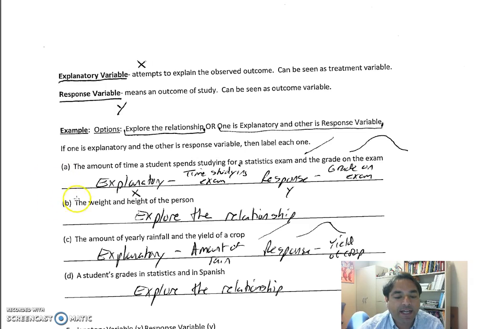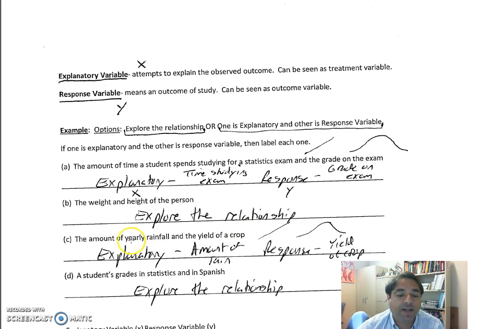Next, the weight and height of a person. In this case, they're trying to say that your weight determines your height, but I think there are too many exceptions. If a person is 5'9", let's say, can we say how much they weigh? There are too many exceptions. So in this one, I'd say explore the relationship. We're not sure if there is a relationship there.